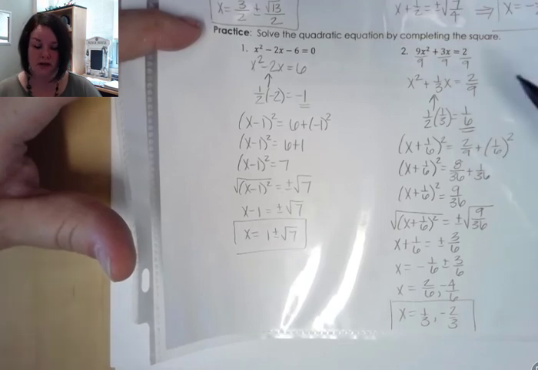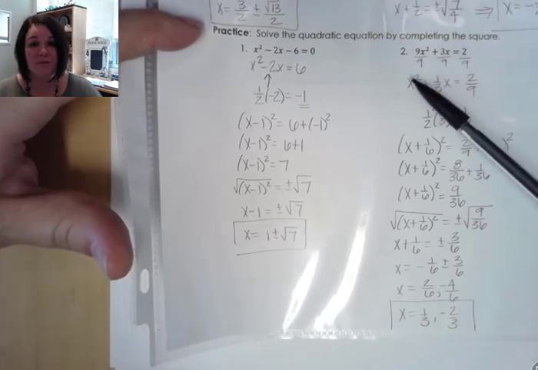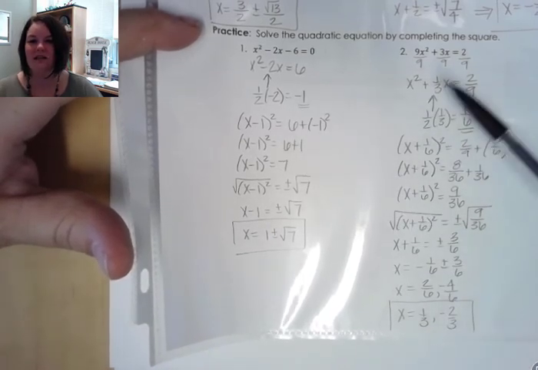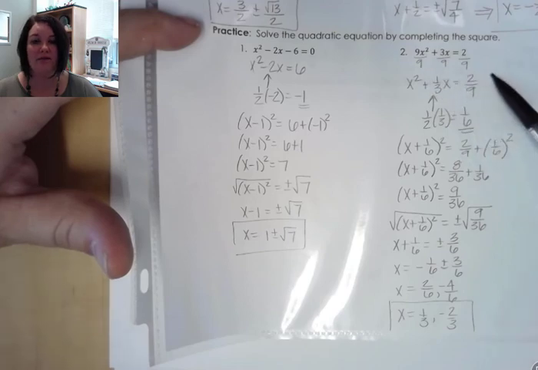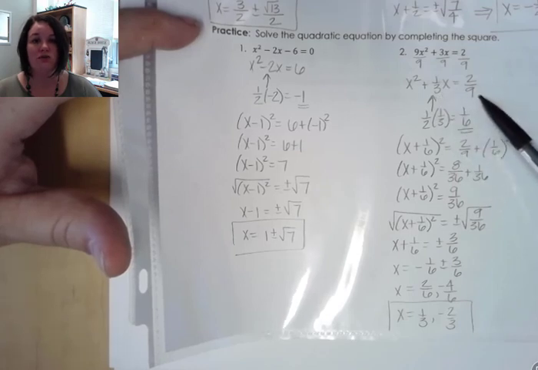All right, number 2, I start by getting rid of that leading coefficient because it has to be 1, right? It has to be 1 so we can use this shortcut in here. So I divide off 9 from everything. When I divide everything by 9, I'm left with x squared plus 1/3 x equals 2/9.